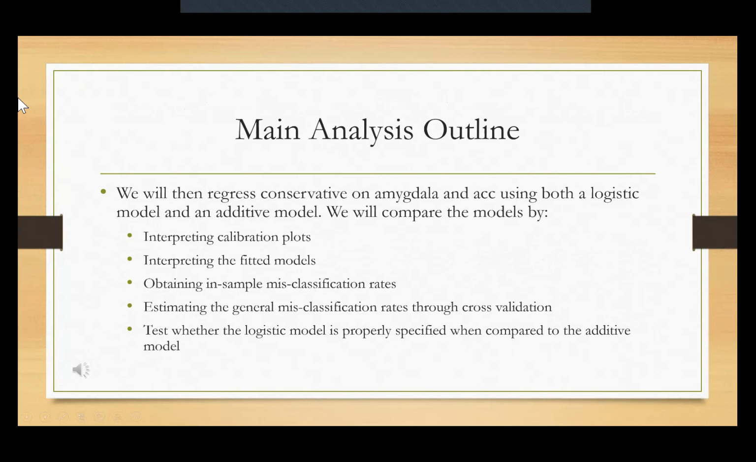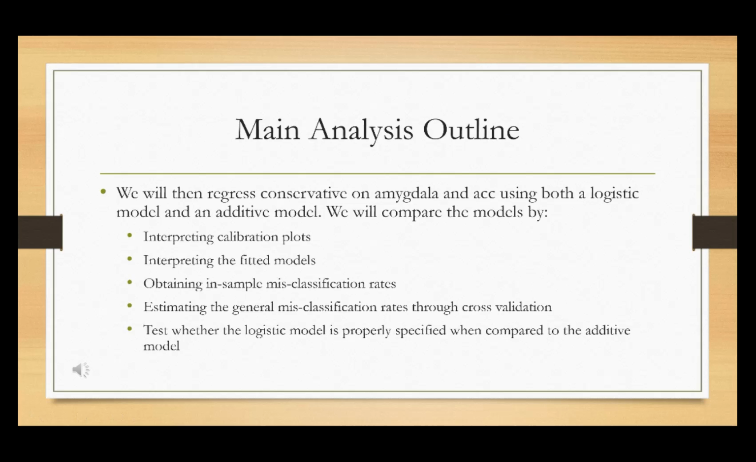After doing so, we will then regress conservative on amygdala and ACC using both a logistic regression model and an additive model. To compare these models, we will interpret their calibration plots, interpret the fitted models, obtain in-sample misclassification rates for each model, estimate the general misclassification rates through cross-validation of each model, and we will test whether the logistic model is properly specified when compared to the additive model.